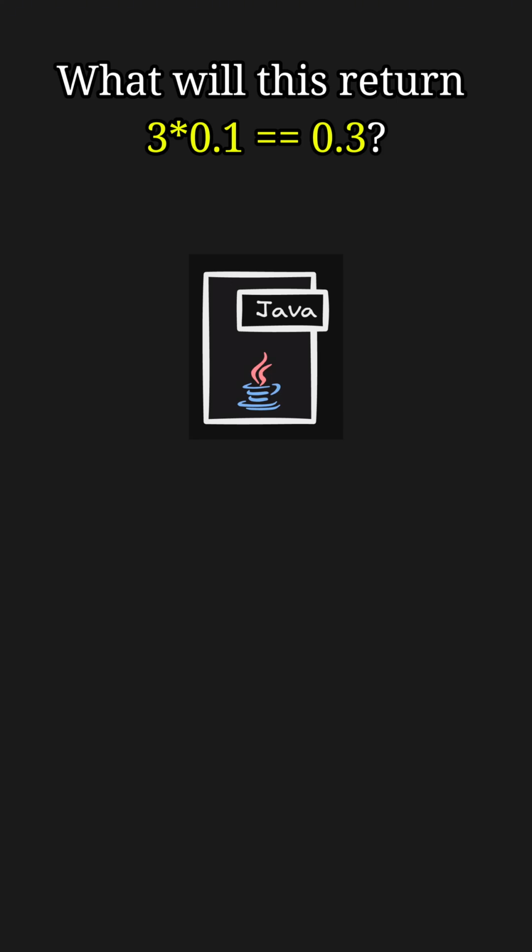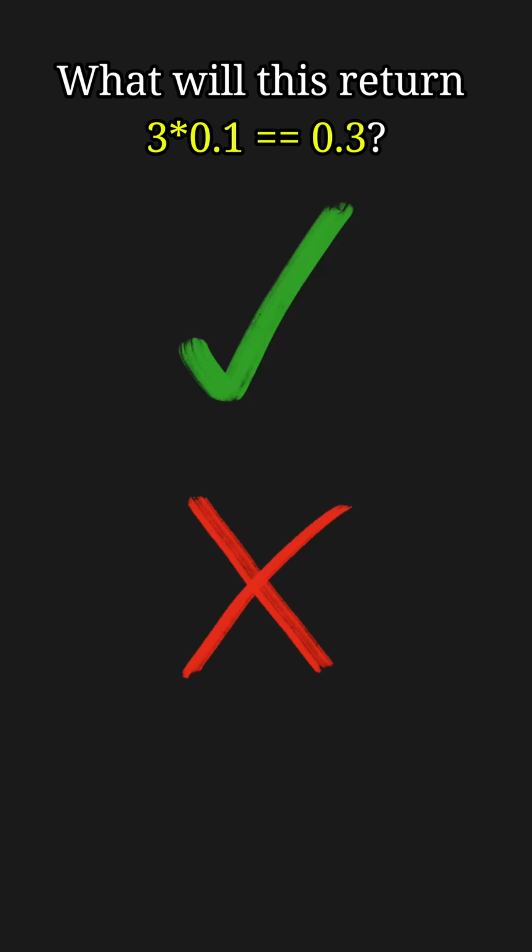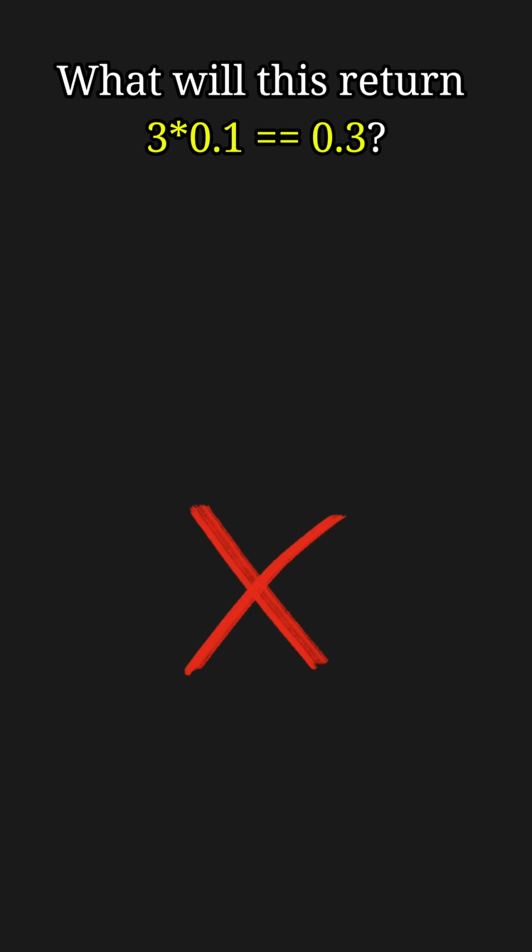Today's question is a tricky one. Does multiplying 3 by 0.1 equal 0.3 in Java? That is, what will 3 * 0.1 == 0.3 return? Will it be true or false? Spoiler alert, it will return false.